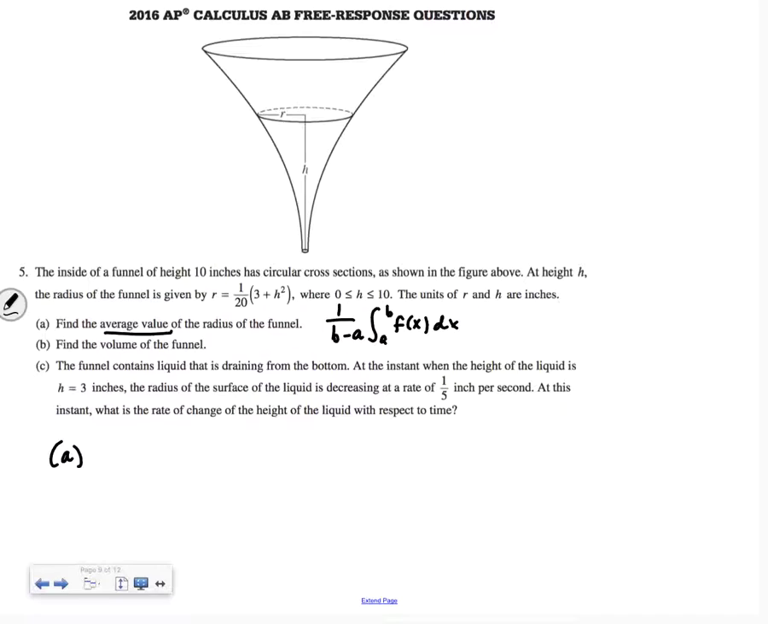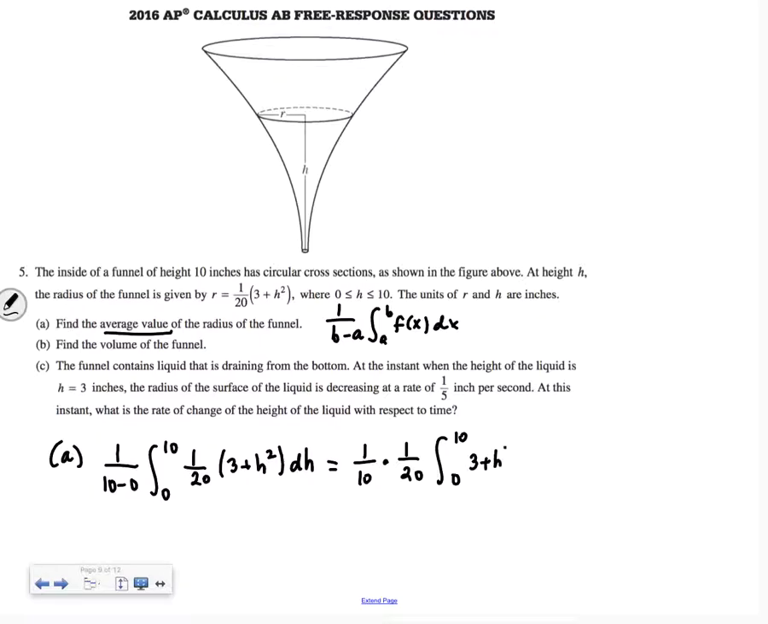That means that we're going to do 1/(10 minus 0) times the integral from 0 to 10 of 1/20 times (3 plus h squared) dh in this case. All right, and this is a non-calculator question. I know you guys are crying. You want to use Math 9 so much, but we have to do this by hand. Okay, so we're going to have the 1/10 out front, and we're also going to pull that 1/20 out front. And then we have the integral from 0 to 10 of 3 plus h squared dh. So it's really not too bad.